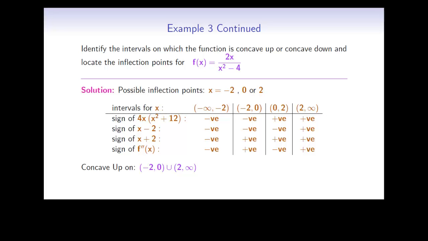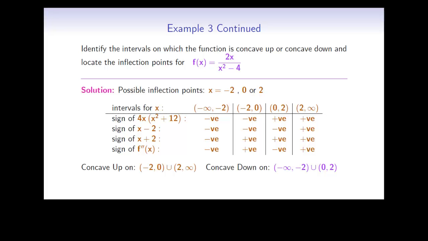Now we can read from this column that f of x is concave up, where the second derivative is positive, in other words, from negative 2 to 0 and 2 to infinity. It is concave down, where the second derivative is negative, in other words, from negative infinity to negative 2 and from 0 to 2. To find the inflection points, we need to see where the second derivative changes sign. This seems to happen at all three places.